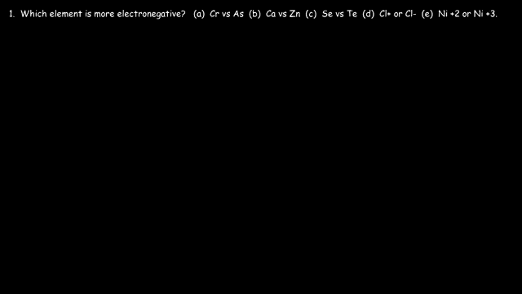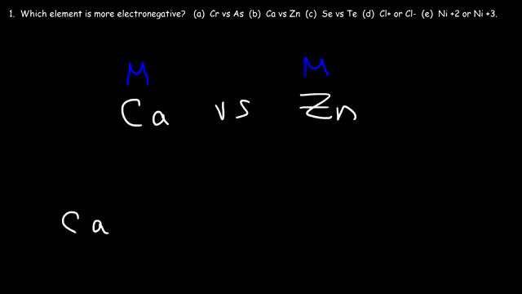Now what about part B? Let's compare calcium and zinc. Now both of these elements are metals. So we have to look at the respective positions on the periodic table. Calcium is an alkaline earth metal, which is on the left side, and zinc is a transition metal to the right of calcium. So therefore, we know that electronegativity increases as you go towards the right. Atoms become smaller as you go towards the right, and smaller atoms tend to have higher electronegativity values.